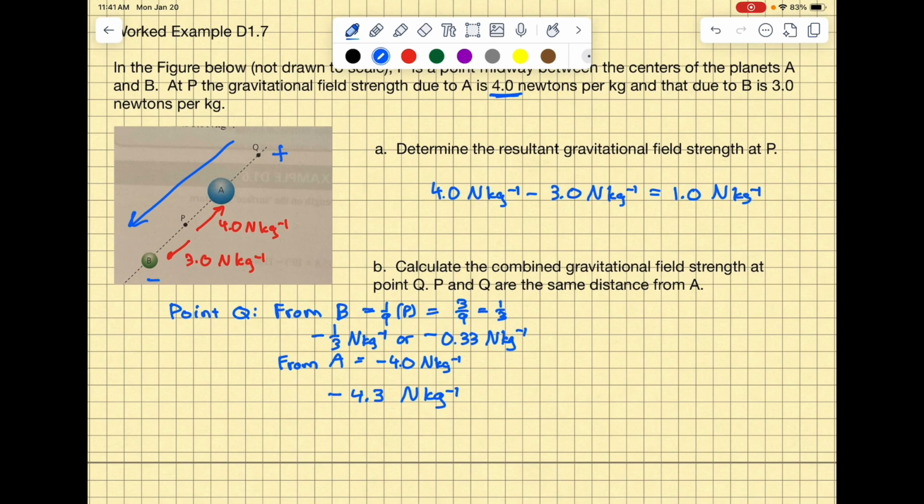Okay, take a look at that one. Look at the worked example on page 422. Let me know if you have any questions about that one, because that was a little bit weird.